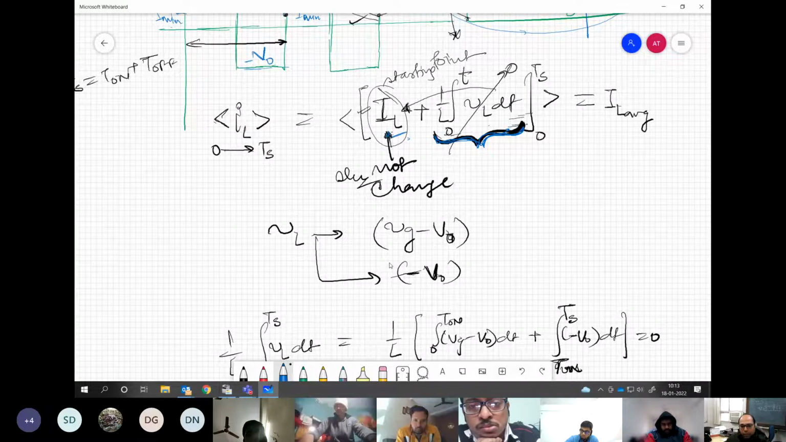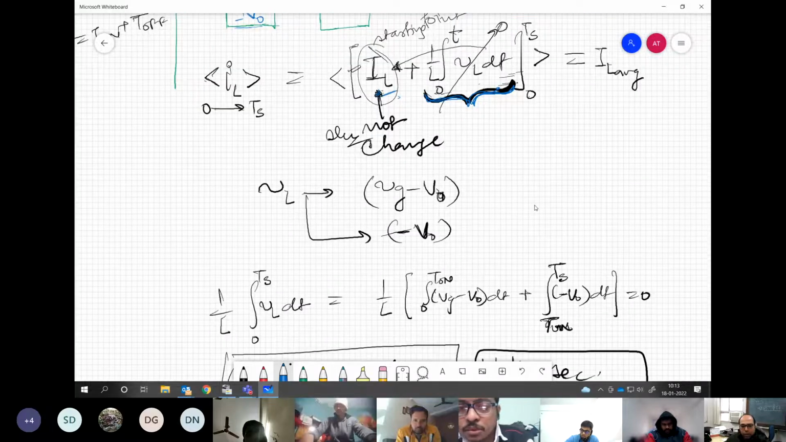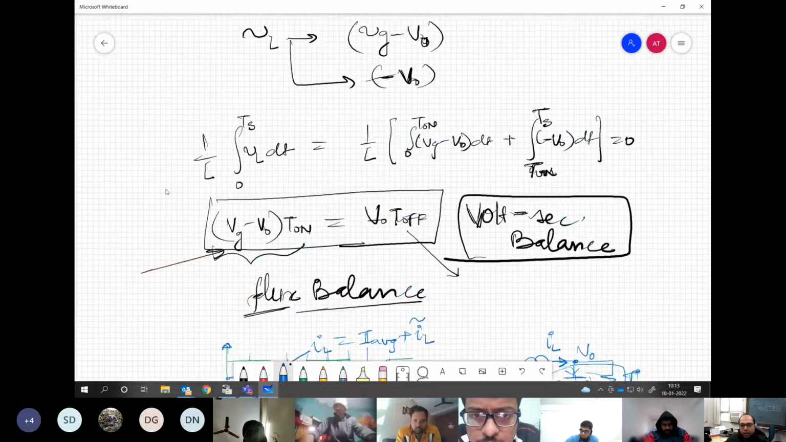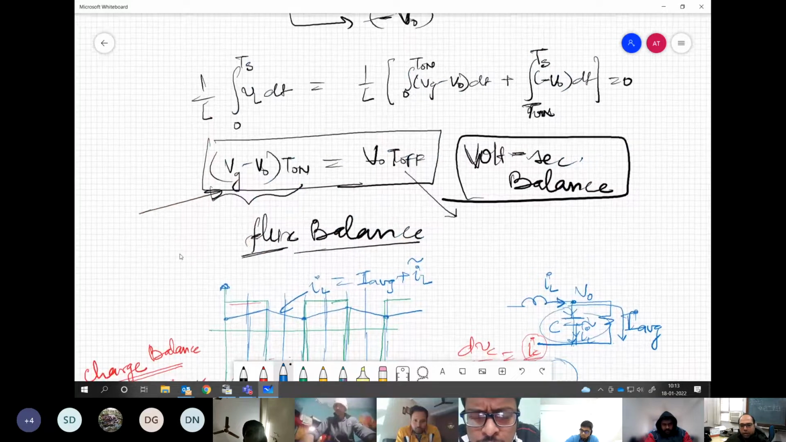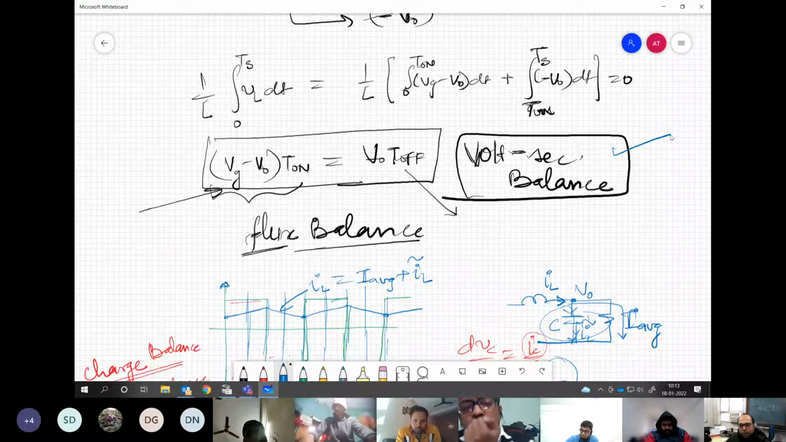So which is what we have seen over here, the average inductor voltage going to zero, and this is what we also know as the volt second balance or flux balance. So whatever flux we are injecting during the on time, during the off time we are taking it back. So the current is maintained at the same level. This is the first condition which we must ensure.